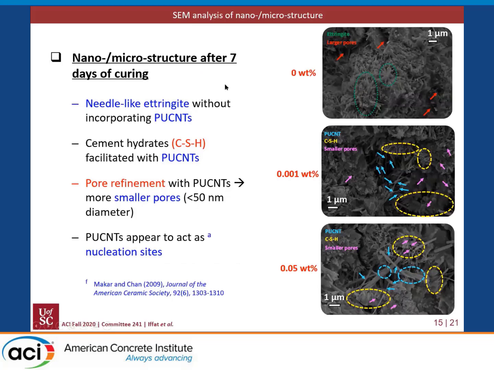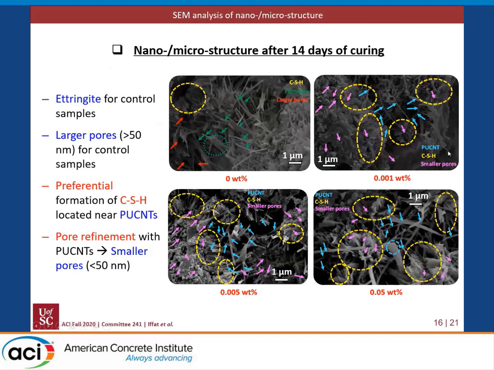After 7 days of curing, we can see several needle-like ettringite located in the control samples having larger size pores, while in the PUCNT-added samples, we can locate several amorphous or fibrous calcium silicate hydrates near the location of PUCNTs. Also, we can identify several smaller size pores. So, pore refinement and calcium silicate hydrate formation with the addition of CNT indicates that PUCNT might act as nucleation sites for hydrates. So this is the nanomicrostructure after 14 days of curing.